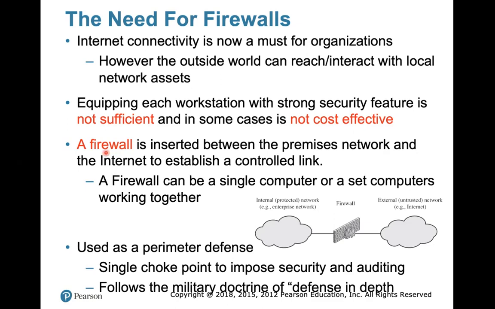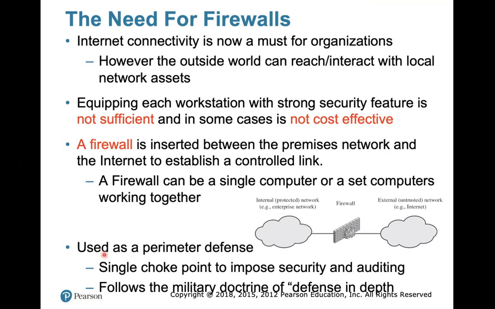A firewall is basically an application that is inserted between the local network or the premise network and the internet. The idea is to control the information which is being transmitted between the internal users or internal network and an external network. The firewall is supposed to provide a control link for the users of our organization. And of course, a firewall can be a single computer or a set of computers that work together and do the firewall for us.